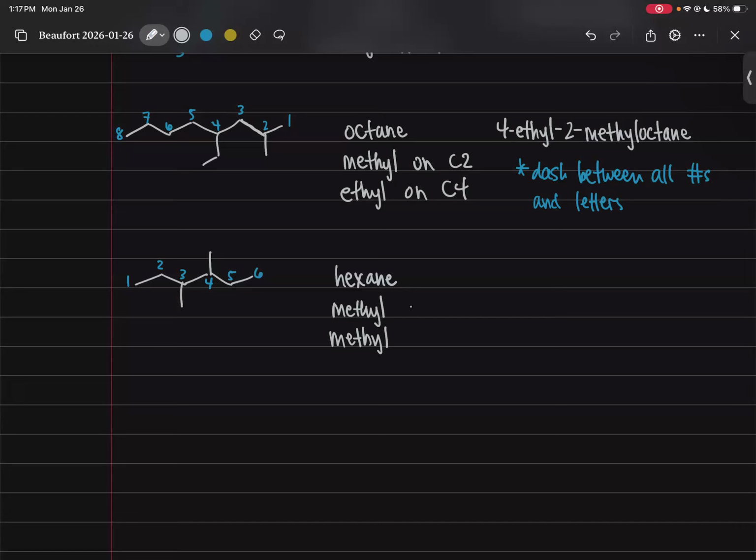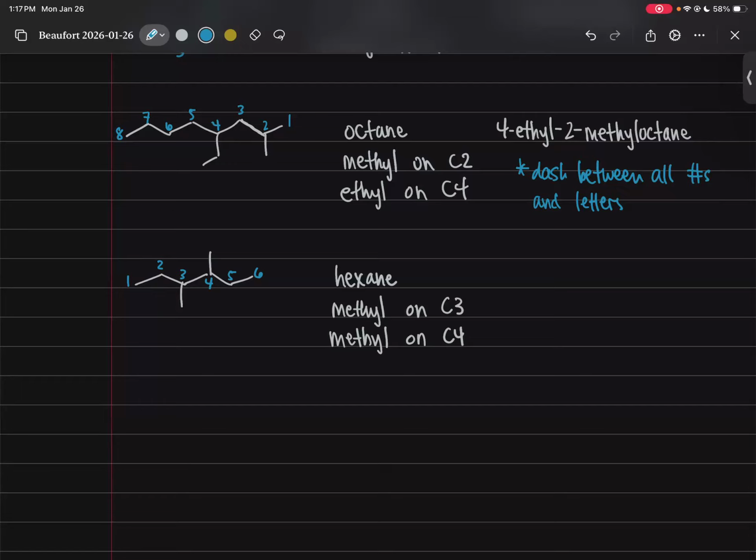So we have a methyl on C3 and a methyl on C4. Now, to indicate that we have 2 methyl groups, and this is kind of redundant. Yep, same either way.